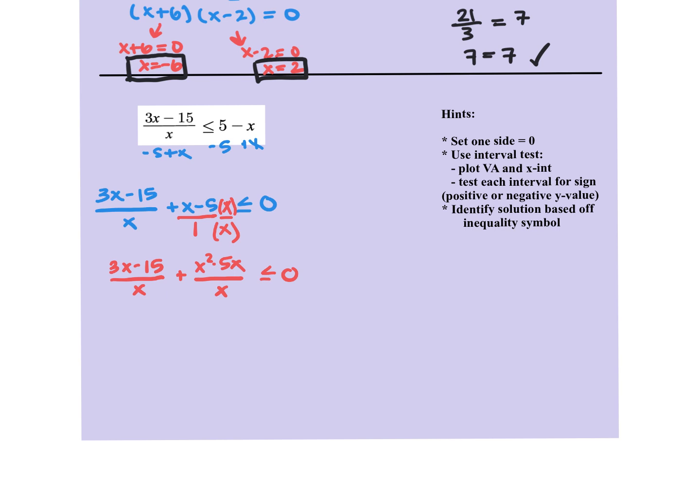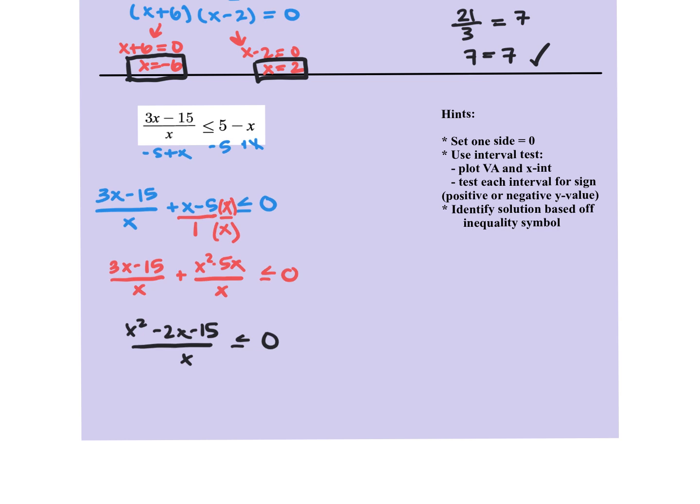Now that I have a common denominator, I can go ahead and add those together. Adding across the numerator, we get x squared minus 2x minus 15 all over x is less than or equal to 0.